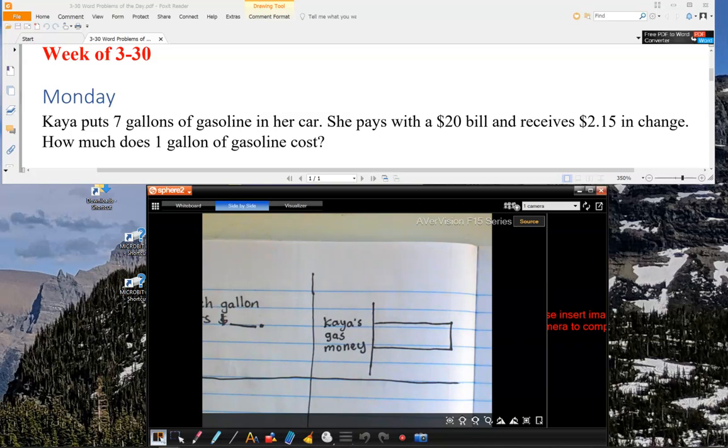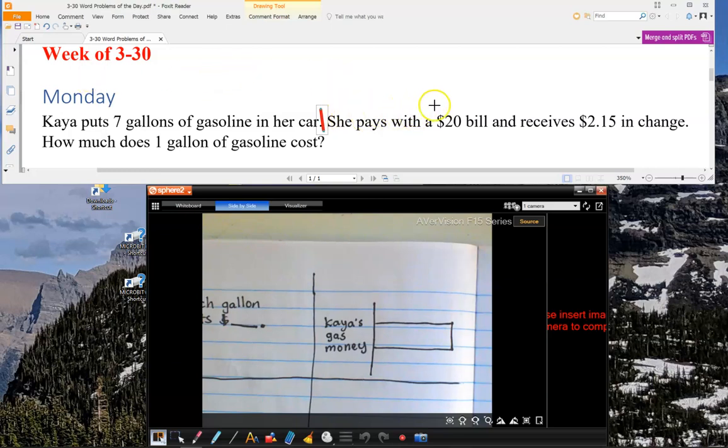Kaya put 7 gallons of gasoline in her car. I'm going to stop at the period right there, and go back and look at the words. 7 gallons of gasoline in her car. Well, I know she's going to put gasoline there. She's going to pay for it. So I'm going to keep going a little further before I cross that out because I want to find out about how much gas money she uses. So let me keep on going.